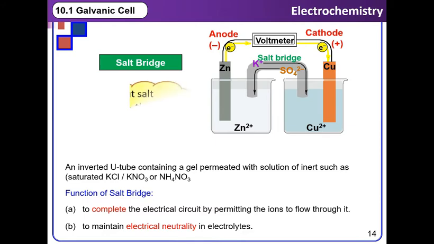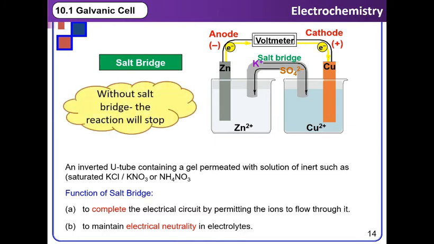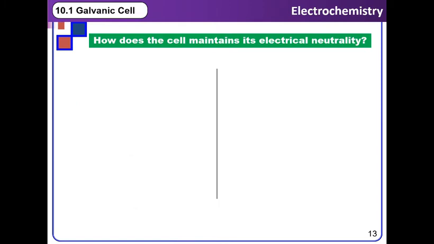Now, what happens if there is no salt bridge? Without the salt bridge, the reaction will stop because there would be a build-up of charges in the two half cells, which would stop electrons from flowing in the wire. That's why the reaction will stop.